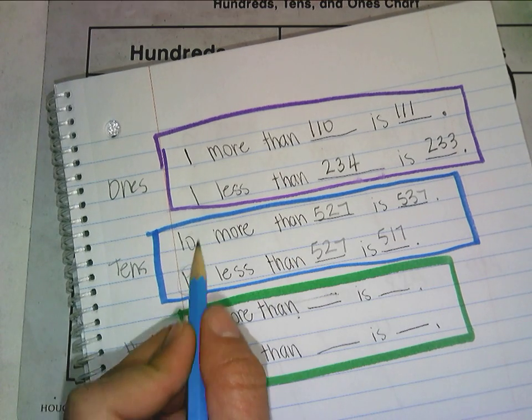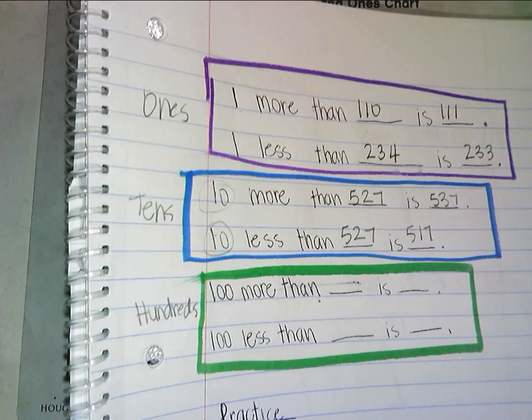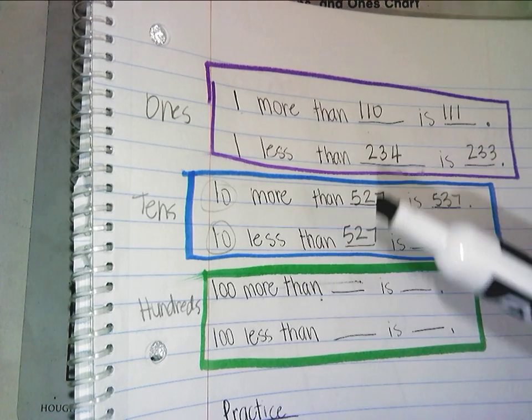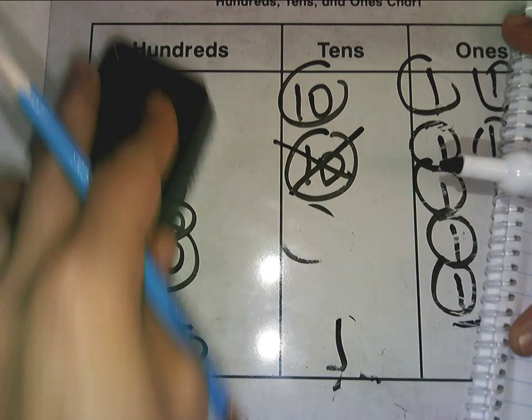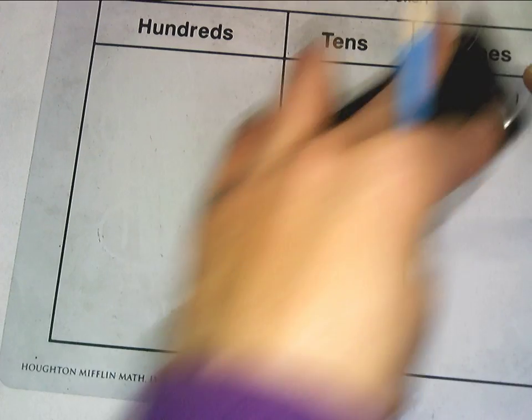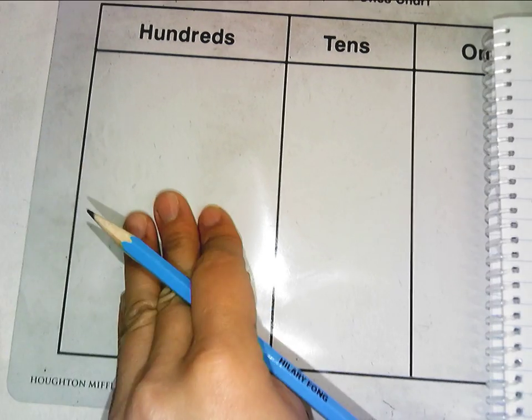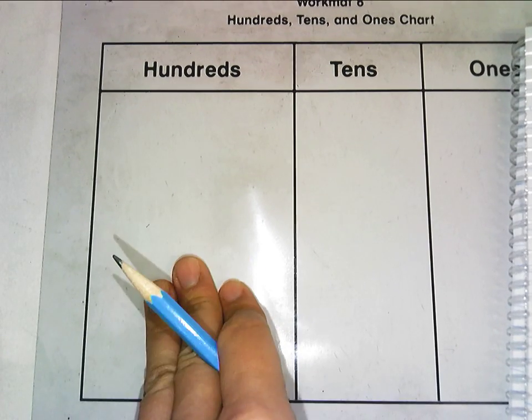Notice, it's the 10s, so you're adding more or taking away in the 10s place, not the 1s and not the 100s, okay? And I think you get the hint. For the 100s, if it's 100 more, 100 less, you're going to either add 1 in the 100s place or take 1 away in the 100s place.